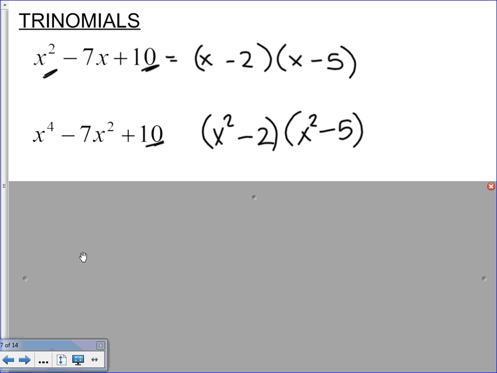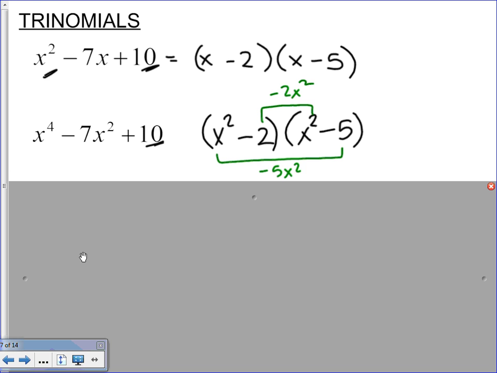X squared times x squared will give me x to the 4th in front. And then this will give me a negative 5x squared. And this will give me a negative 2x squared, which will make negative 7x squared. Okay. So if it's x to the 4th, x squared, and a number, you can factor it the same way.